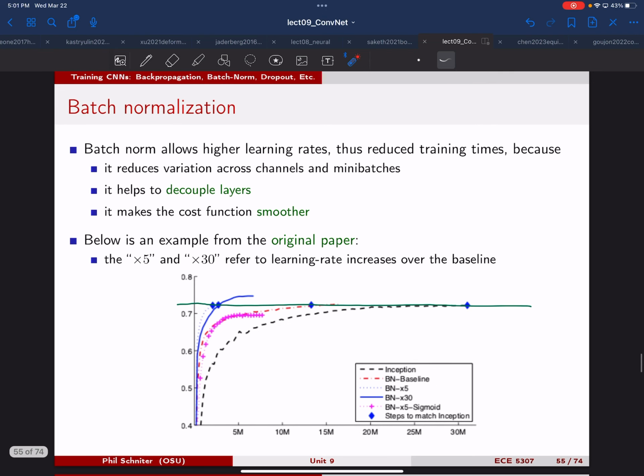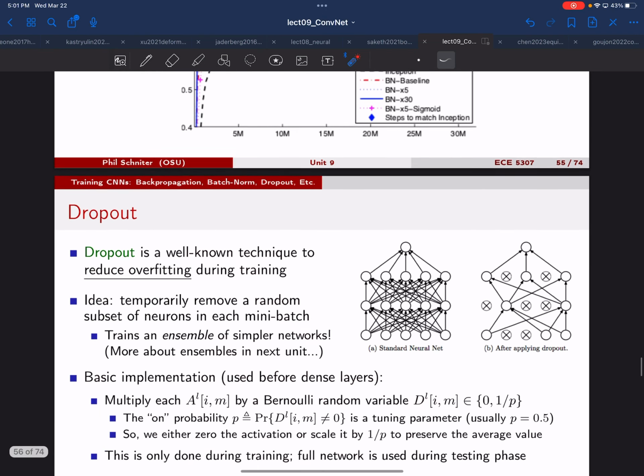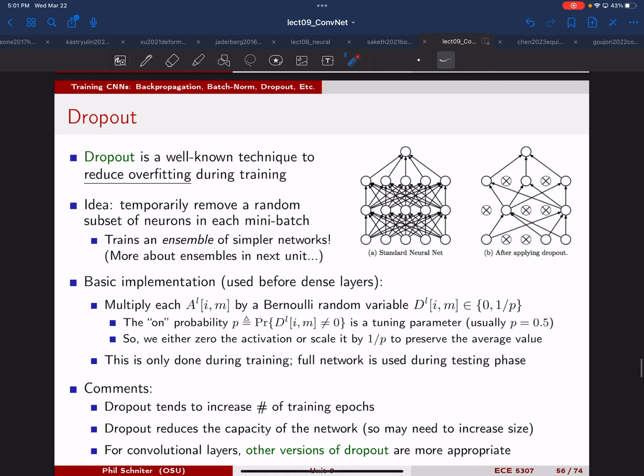Okay, any questions on batch norm? Okay. Dropout is another technique that's very powerful.